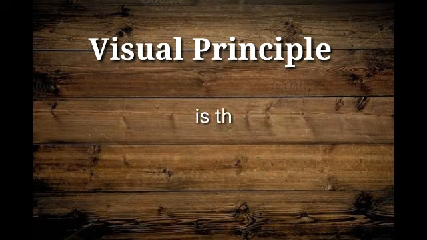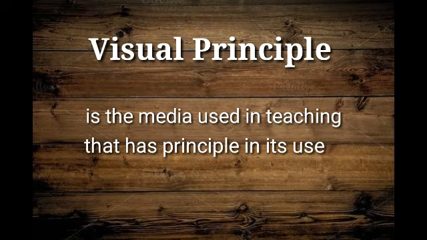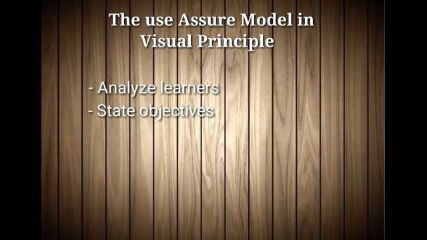Visual principle is the media used in teaching that has principle in its use. So, how a medium can be used must go through several surveys conducted. The ASSURE model for visual principle. Analyze learners. Lesson development begins by identifying your students' unique attributes and learning characteristics. State objectives. You wish to explore how to use visual principle in support of student learning.